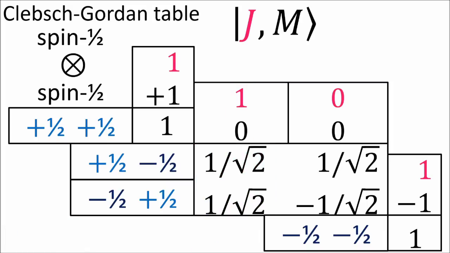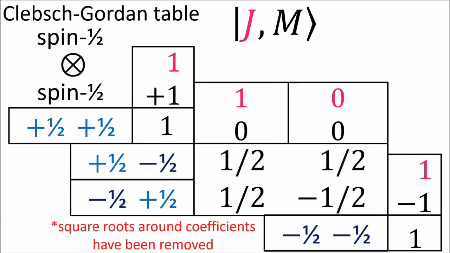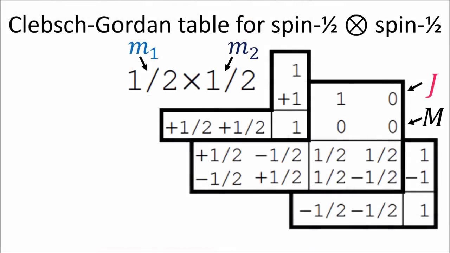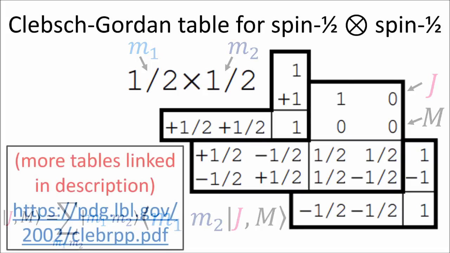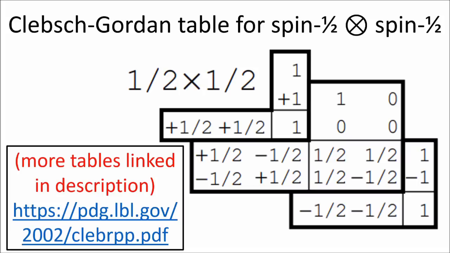It's also common to remove the square roots from the coefficients to save space, so you'll need to remember to add the square roots back in yourself if the table is written like this. We can also interpret these coefficients as being the inner product of the states in the two bases. These inner product coefficients end up being the same as the coefficients in the linear combinations because all the states are normalized and orthogonal. I've included a link in the description to a page with this and other Clebsch-Gordan tables.